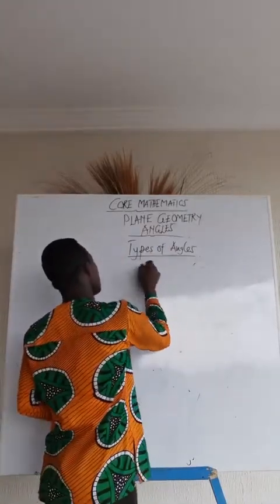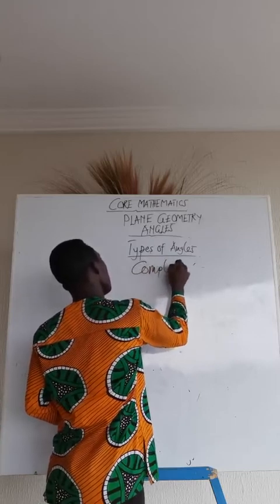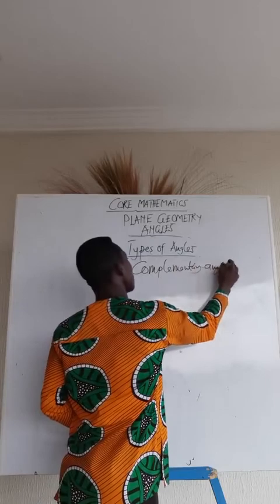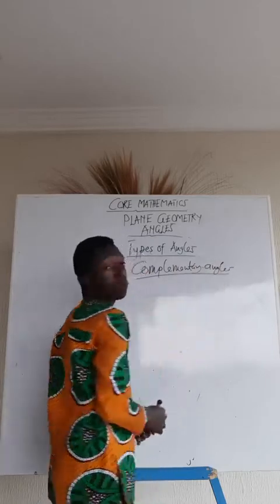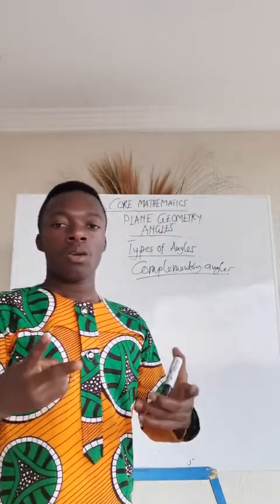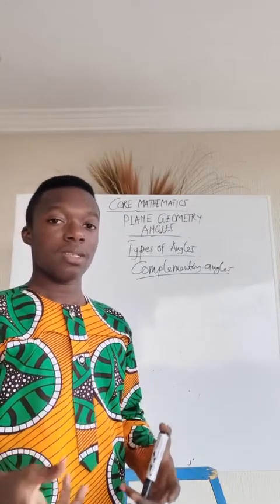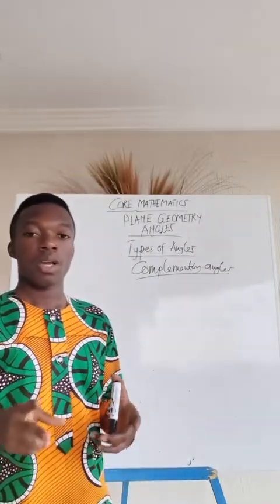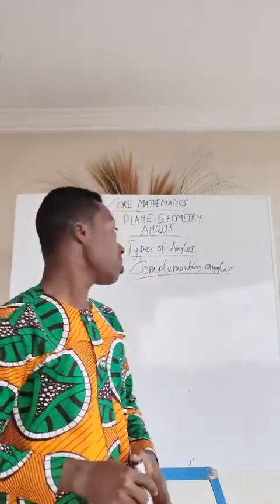All right, so our next angle we're dealing with is what we call complementary angles. We are saying that complementary angles are those angles that, when you sum them up, you're going to get 90 degrees. So be with me. Complementary angles are two angles that, when you sum them, you're going to get 90 degrees.